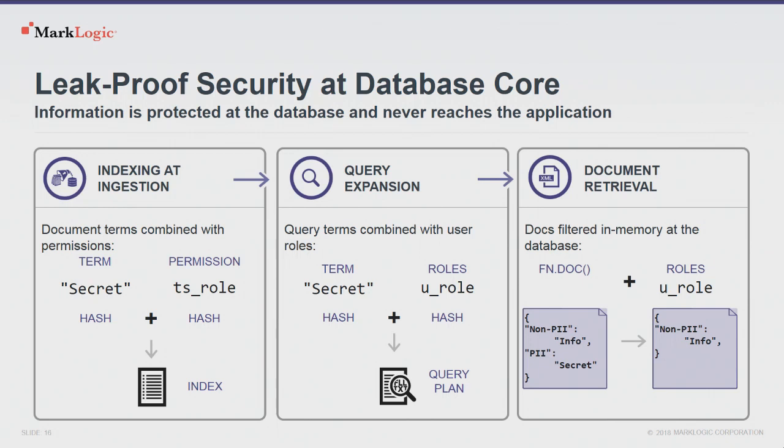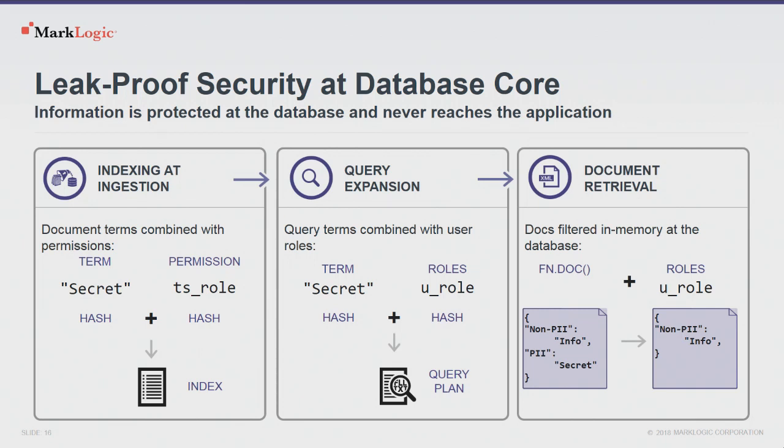But I think the most important thing, this is leak-proof. It's done at the database, and it's high performance. Let me explain how it works. When we ingest the document, let's say the word secret matches a path. It's telling me I need to protect that secret word, and it's saying that in my path, it requires the top secret row.